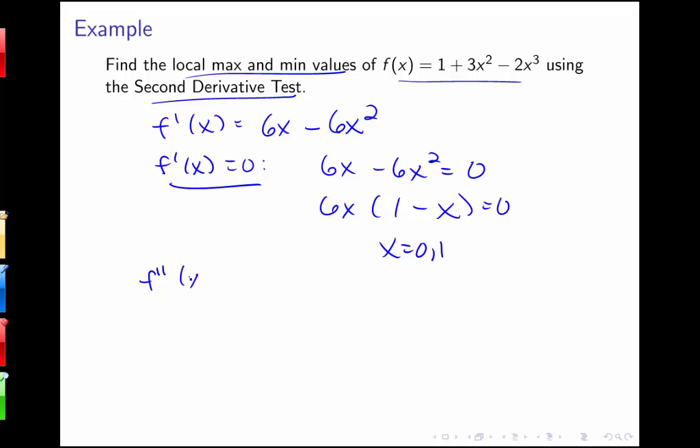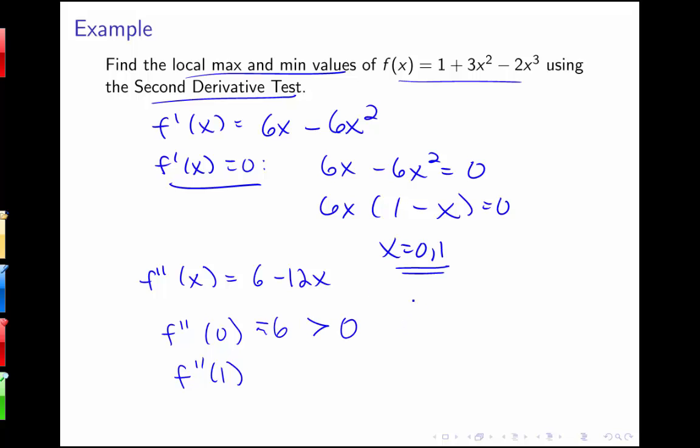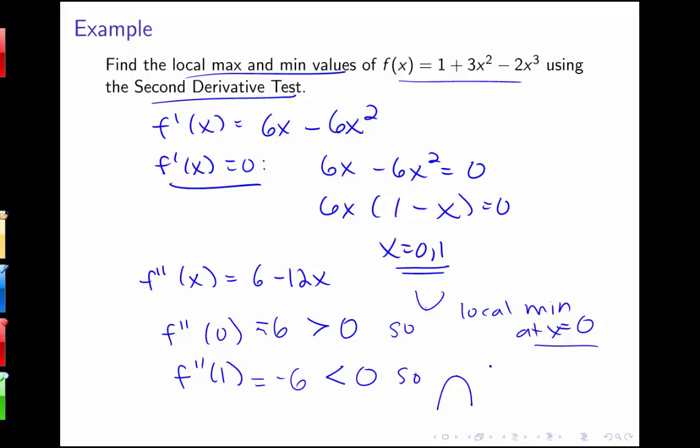So we also need the second derivative. So we have 6 minus 12x. So these are places where the first derivative is 0. So I'd also need to check the signs of f double prime of 0 and f double prime of 1. So f double prime of 0 would be equal to 6, which is positive. So by the second derivative test, we would have a local min at x equals 0. Since this second derivative being positive would mean we're actually concave up. The second derivative at 1 would give me 6 minus 12, which is negative 6, so that would be less than 0. So I'd have something that's concave down, so I'd have a local max at x equals 1.